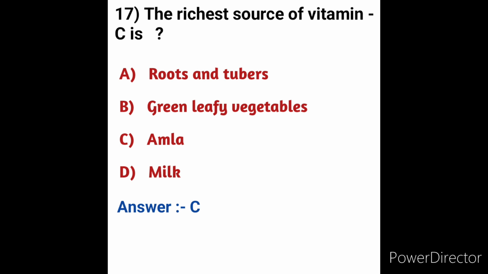Amla is one of the richest sources of vitamin C. It is packing 600 to 700 mg of vitamin C into each fruit of amla. So, amla is the correct answer. Eat 1 or 2 fresh pieces of amla, and we can get the daily dosage of vitamin C. Here, option C is the correct answer. Amla is the richest source of vitamin C. On to question number 18.